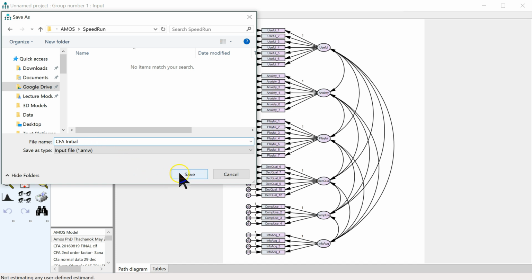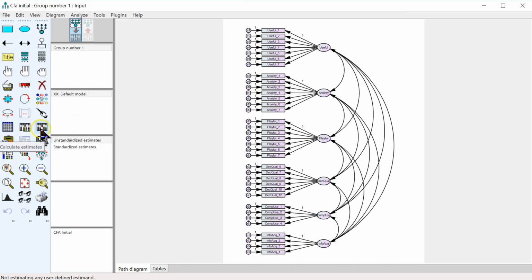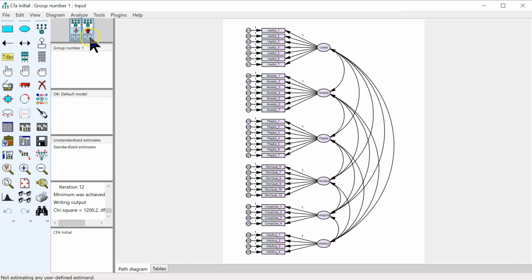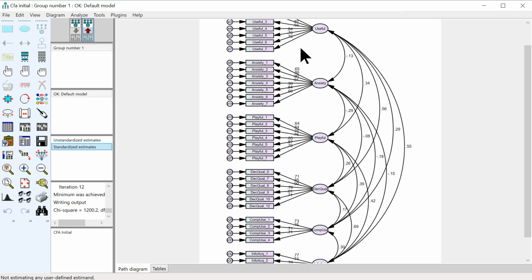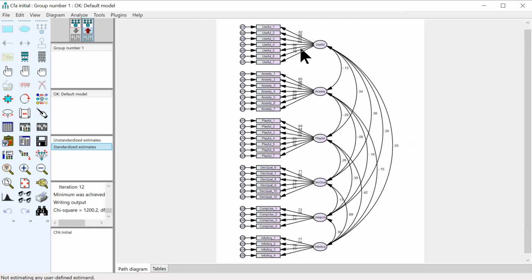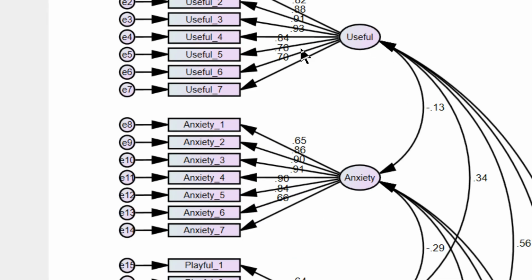This is my first CFA. Who knows what it's going to turn out like? We'll run it. Please work. Oh, it ran. Hallelujah. We do the up arrow, hit standardized estimates, and we look at all these values. If you want to zoom in, you just scroll up. But I'm actually going to do it differently. Let's see if this breaks my computer here. Please work.